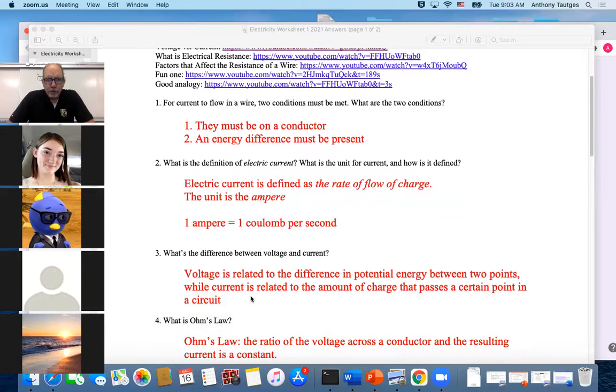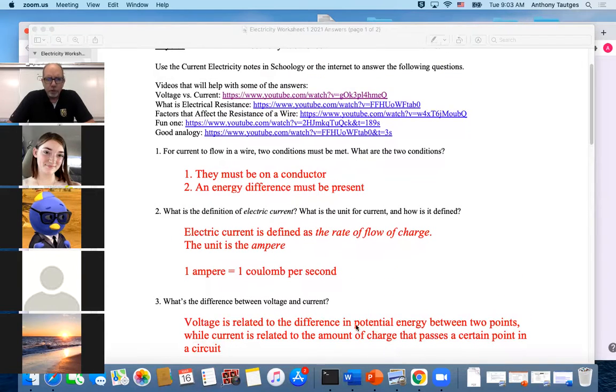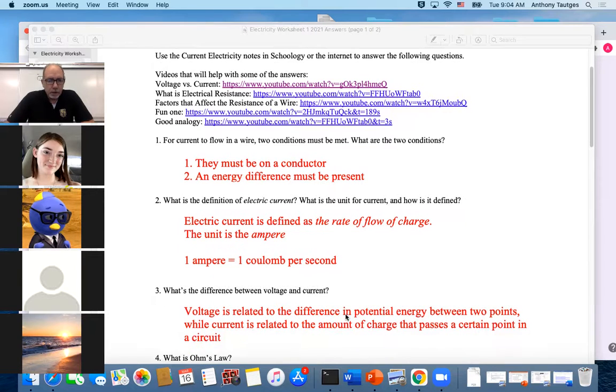Number 3, voltage and current. What's the difference? Voltage is related to energy, the difference in potential energy between 2 points, while current is related to the amount of charge that passes a certain point. So if you're going to think of one word that you can associate with voltage, think energy. Voltage, energy. Current, amount. Think amount when you think of current. Those are the words to associate with it. Okay, moving on.